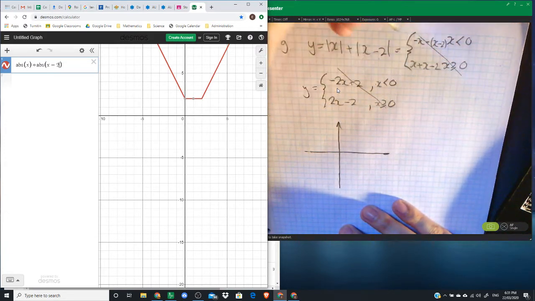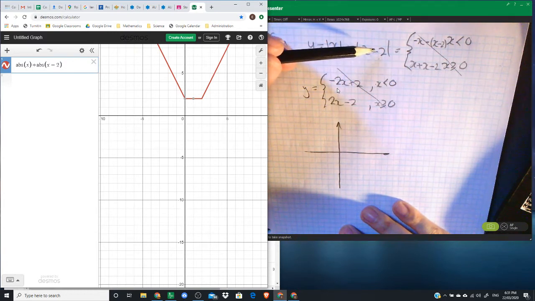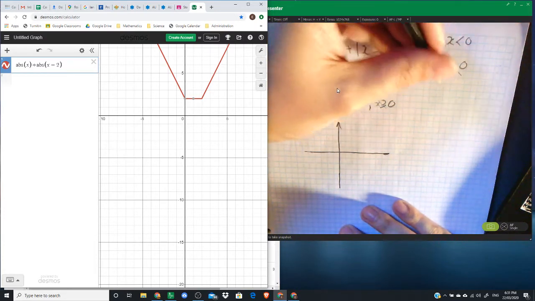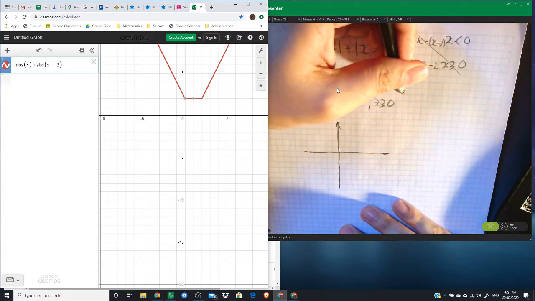Okay, so let's break it up into what happens at 0, or less than 0, what happens at less than 2, and then what happens after 2. Let's consider it this way. All right.